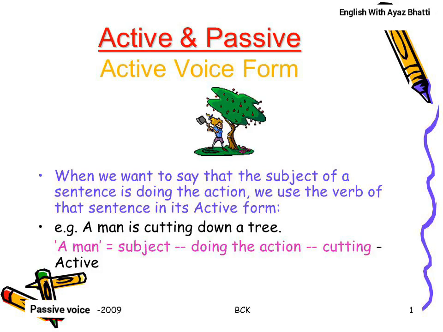Active and passive voice form. When we want to say that the subject of a sentence is doing the action, we use the verb of that sentence in its active form. For example, a man is cutting down a tree. A man equals subject, doing the action, cutting, active.